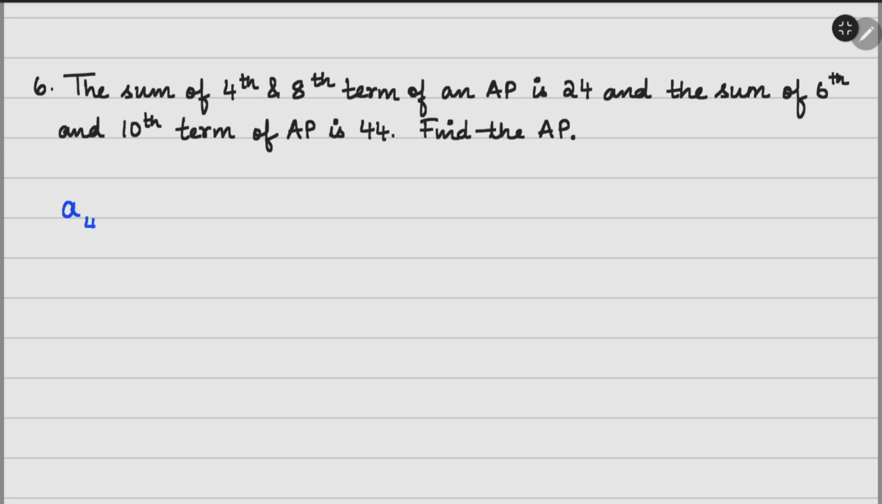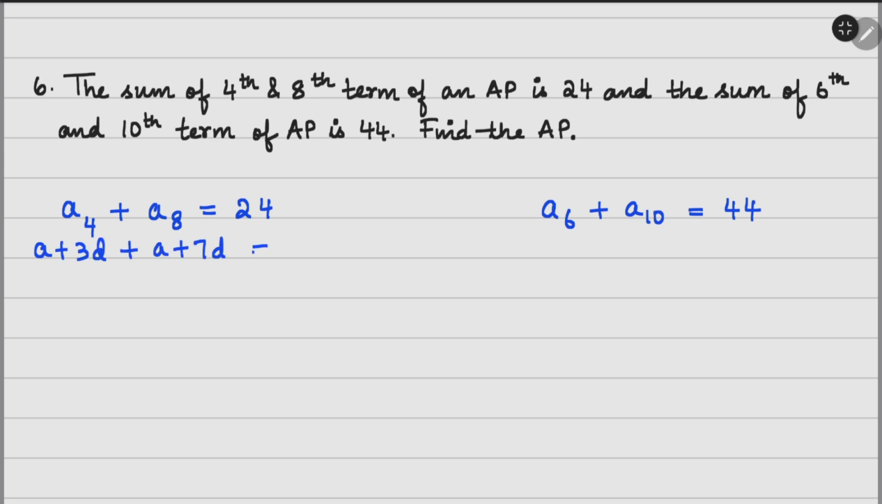Let's find out the sum. You are given the fourth term, A4, plus the eighth term is equal to 24. And what else is given? The sixth term and the 10th term is equal to 44. Now let's expand it. What is A4? It is A plus 3D plus A plus 7D is equal to 24. So you have 2A plus 10D is equal to 24.